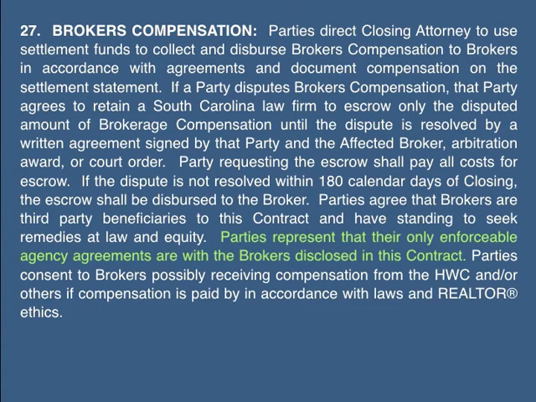Parties agree that brokers are third-party beneficiaries to this contract and have standing to seek remedies at law and equity. Parties represent that their only enforceable agency agreements are with the brokers disclosed in this contract. Again, here they're saying that only the brokers that are represented on page 1 are the only ones involved with this contract. There are no other enforceable agreements with anybody else. Parties consent to brokers possibly receiving compensation from the home warranty company and/or others if compensation is paid in accordance with laws and realtor ethics. So it's saying here that it's okay, the parties acknowledge that the brokers may receive compensation from selling a home warranty or others.